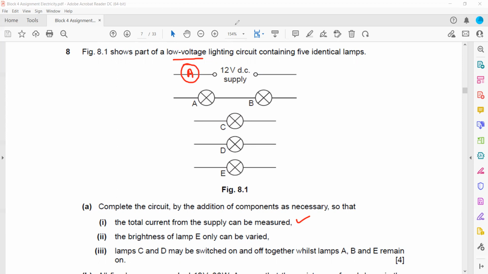The brightness of lamp E can only be varied. If we want to change the brightness of the lamp, we connect a variable resistor, because its resistance can change, so the voltage can change, and due to the change in voltage, the brightness will change. Lamps C and D may be switched on and off, which means lamps C and D should have a common switch. How to make a common switch? We join them by a wire and then connect a switch. So this is a common switch for lamps C and D. Now we just have to complete the circuit.